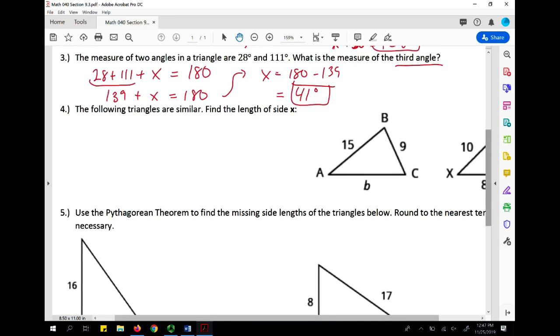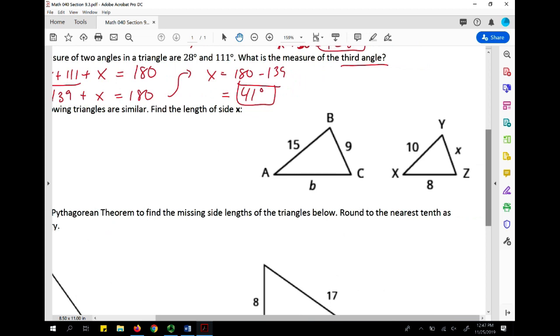Then we did similar triangles. These are supposed to be similar triangles, so we can set up an equation to help us solve for the missing side length. We want to solve for the side length x, so we're trying to find this value. We just match sides, right? So x is associated with what on the other triangle? X is to 9 the way that 10 is to 15.